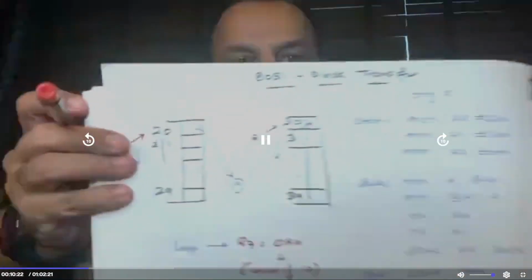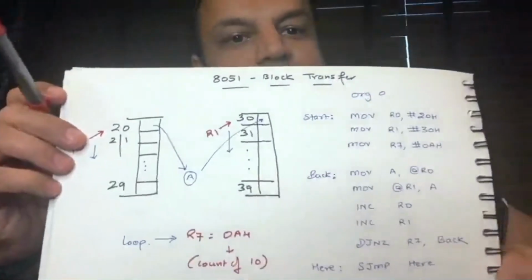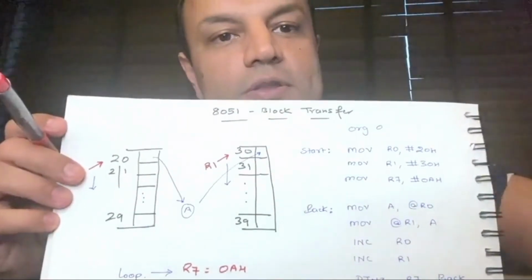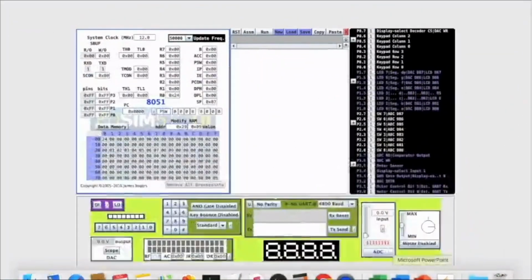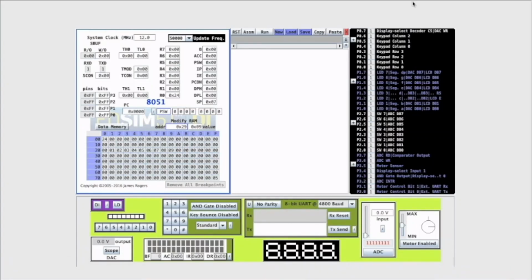Tell me, did you understand the block transfer program? Now, we will implement it on the computer. This is your EdSim simulator. Our first program is to do a block transfer of 10 bytes from location 20 to location 30. So now if you notice, location 20 to 29 are 10 locations where I have already stored some data. I hope you can see that. The data values are 0, 1, 2, 3, 4, 5, 6, 7, 8, 9.